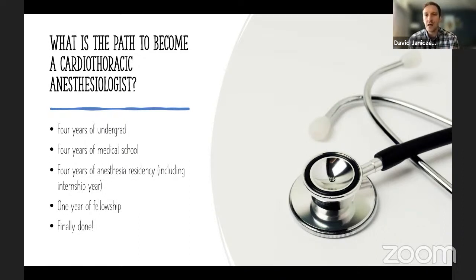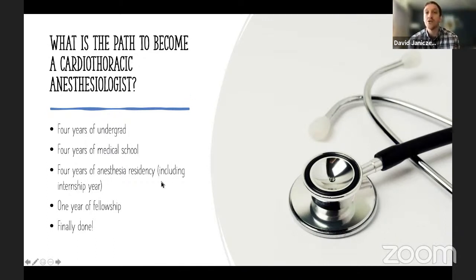And then at the end of that, you can decide to do a fellowship or not. It is not required to do a fellowship. You can graduate from anesthesia residency, go out and get a great job and have a fantastic career, and you never need to do a fellowship. It's really if you want to do something specific. So cardiothoracic anesthesia is a fellowship, neuro anesthesia is a fellowship, pediatric anesthesia is a fellowship, OB-GYN or OB anesthesia is a fellowship, critical care is a fellowship. So you really have a wide variety of fellowships to choose from.